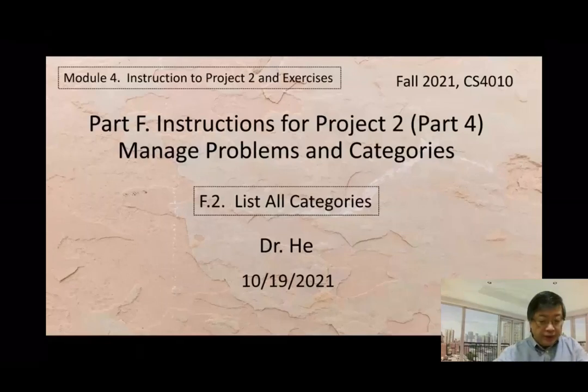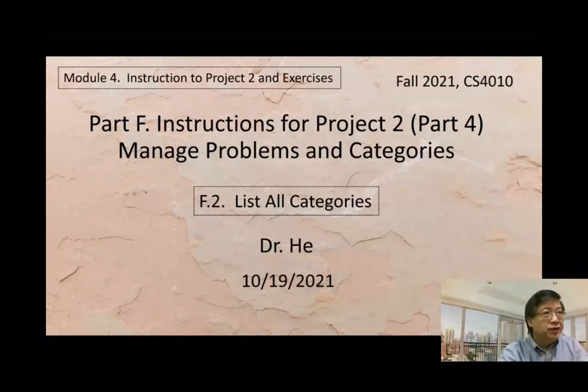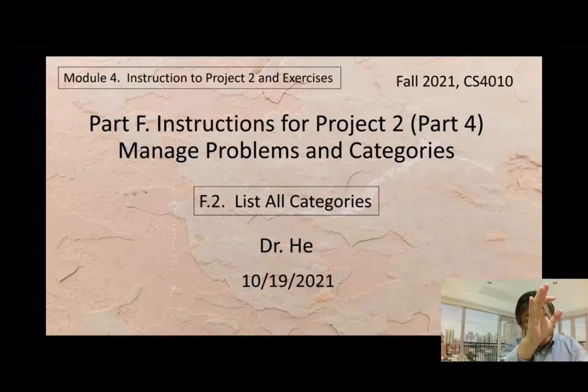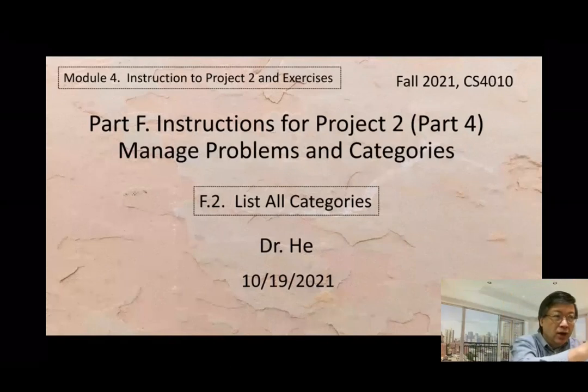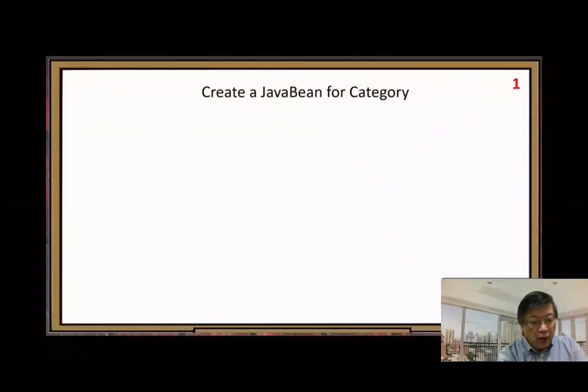Part F.2 lists all the categories. For this part, we need to list all the categories and put it somewhere for later use, because we need this information in order to manage our categories and do problem category association. All right. To do that, first, we need to create a Java Bean for category.